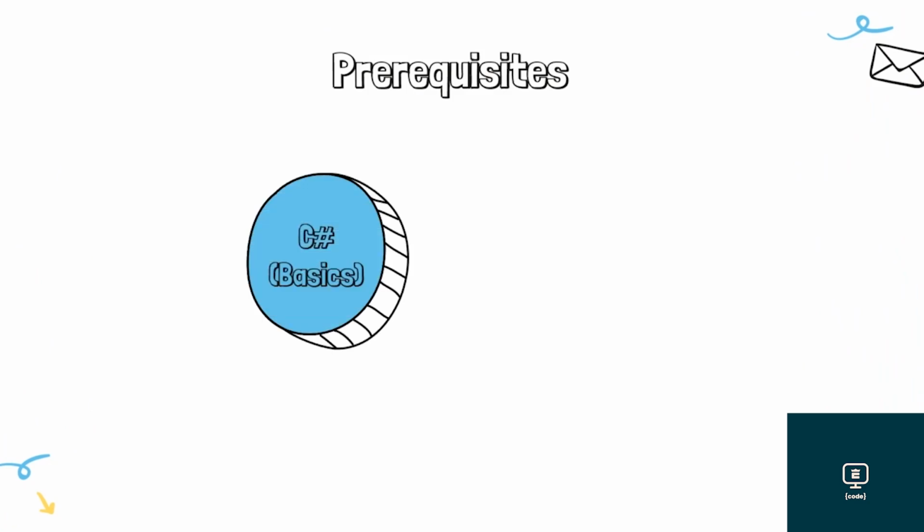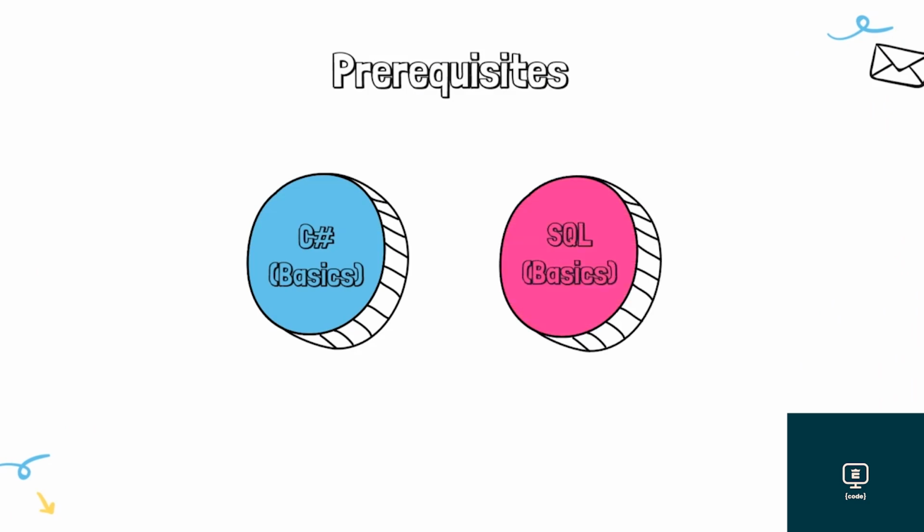For this course, you should have a basic knowledge of C# and SQL language. I would say about 6 months of experience in both of the languages is sufficient to learn .NET Core with Razor Pages. You do not need any prior knowledge about .NET Core or Razor Pages. We will start from scratch with everything else.